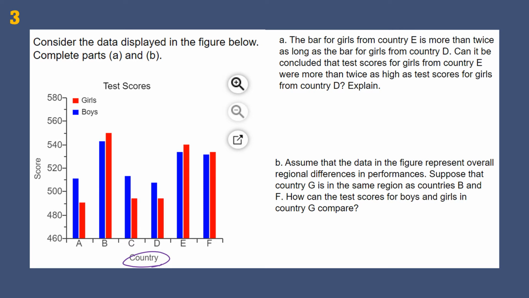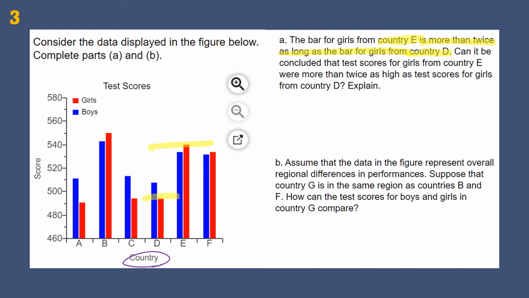So let's look at the kind of questions they ask us when we look at this that we want to be able to analyze. The first thing we want to look at is that it says the bar from country E is more than twice as long as the bar from country D. So let's look at what they're saying there. They're saying country E, for the girls, is more than twice as high as the bar for D.